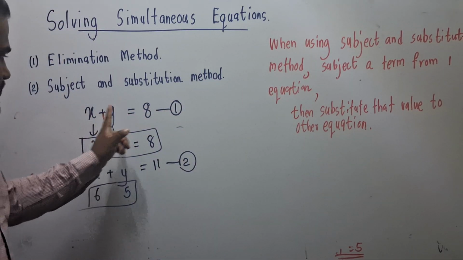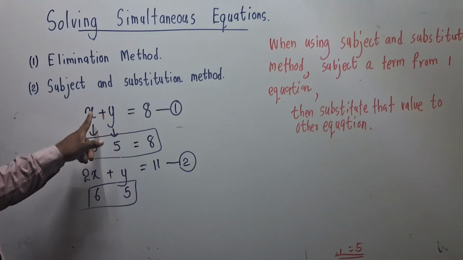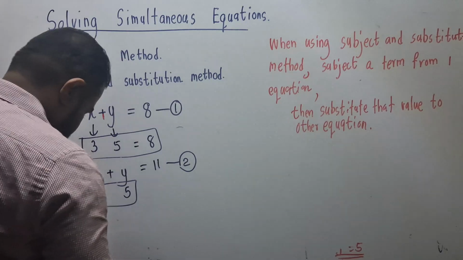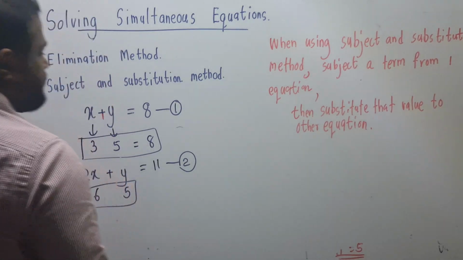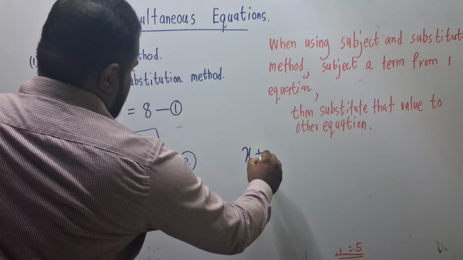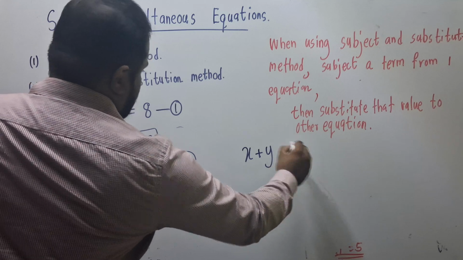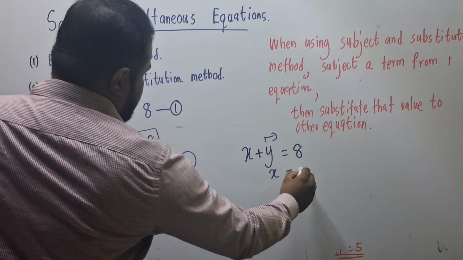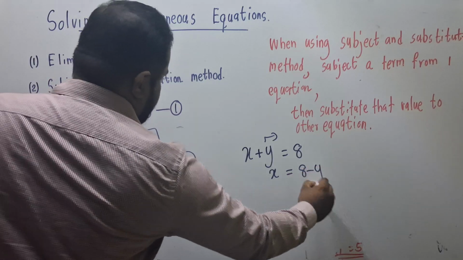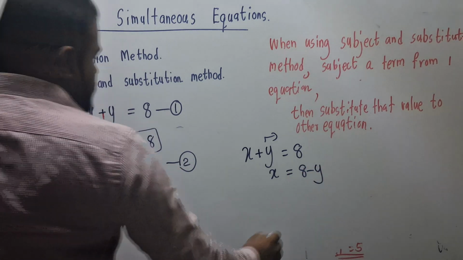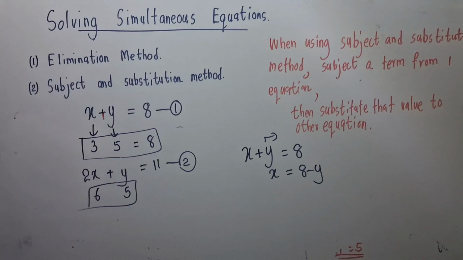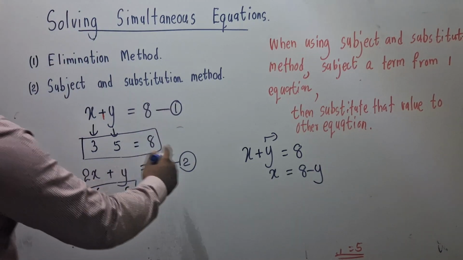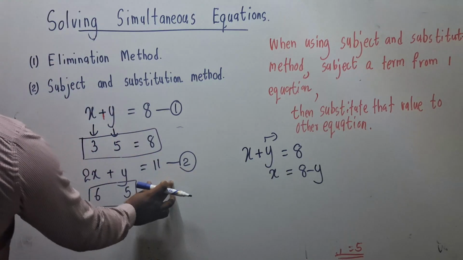So I am taking the x plus y equation and I am subjecting x or y. I will subject x. x plus y equals 8. So I can send this y to the other side and get the value of x as 8 minus y. Now x is the subject. Subject means isolated. Now what I am going to do is substitute that value in equation number 2.